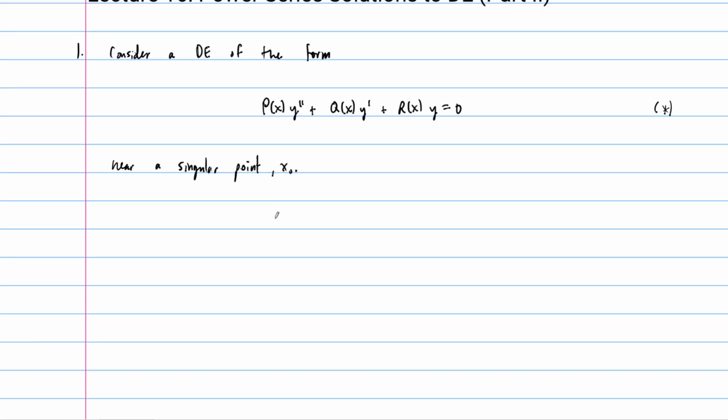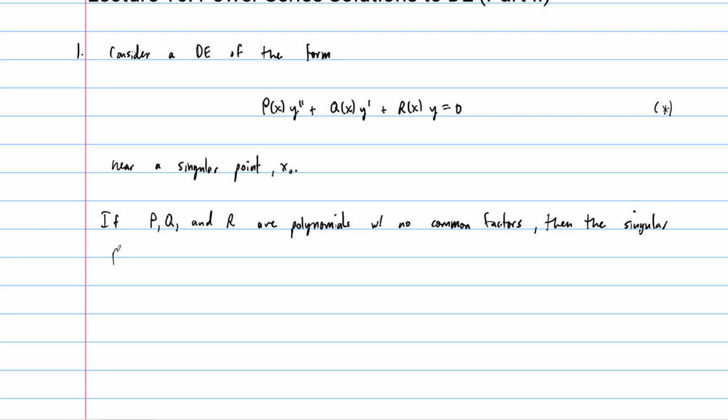And recall from the previous lecture that if P, Q, and R are polynomial functions, so I'll just say polynomials with no common factors, so no common factors at all. Really what we mean there is that P has no factors in common with Q and R, but I'll just leave it written like this. Then in this case the singular points of the differential equation are the points x naught, right, we call this x sub 0, such that P of x naught equals 0. So for which the leading coefficient is equal to 0, right? So these are going to be the singular points of the differential equation when these functions P, Q, and R are as nice as possible in some sense. And for the most part, those are the kinds of coefficient functions that we are going to study.